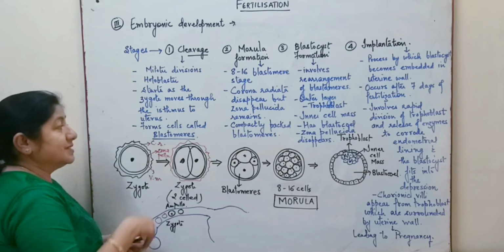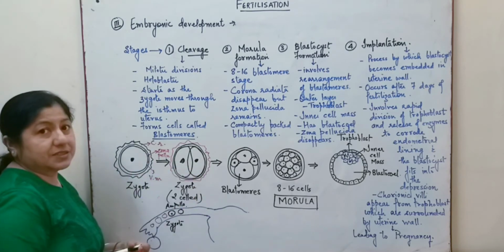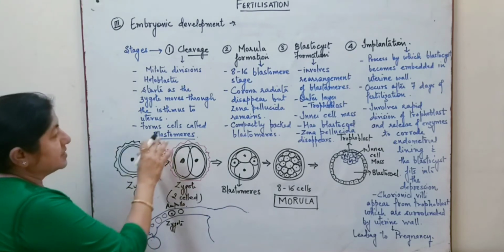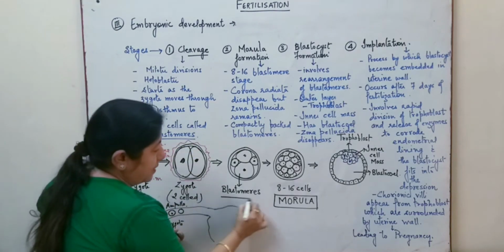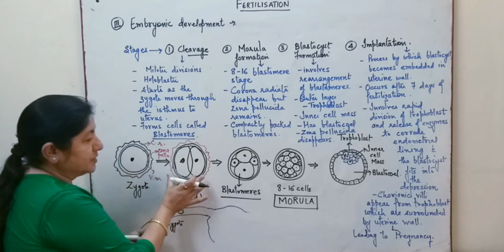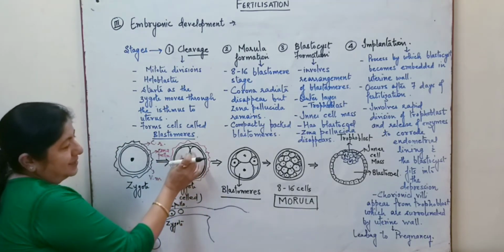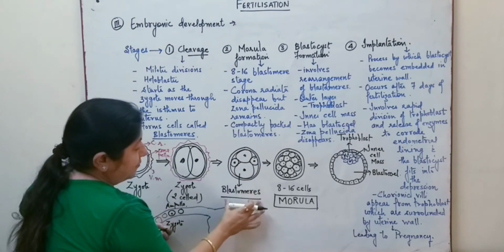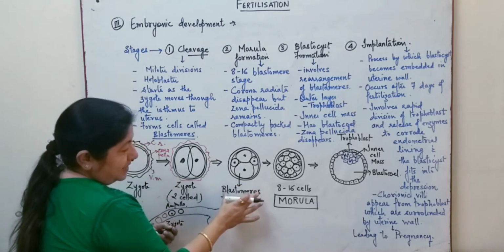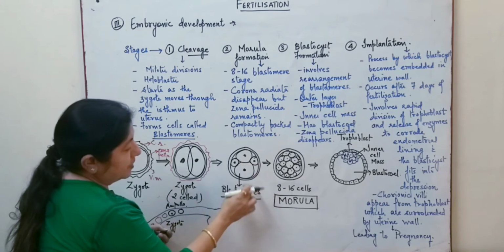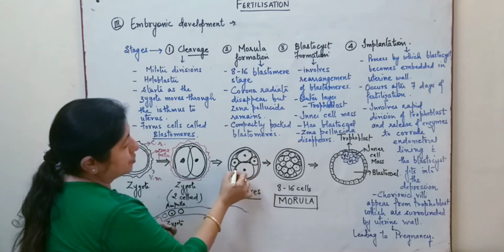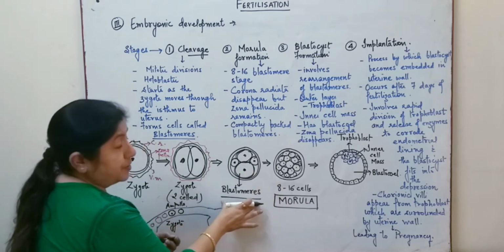Now, the cells which are formed as a result of the division of the zygote are known as blastomeres. After the first division, which divides the cell equally, that is a holoblastic division, it later forms the 4-cell stage of blastomeres. The division will be like this, and it will result in the formation of blastomeres.